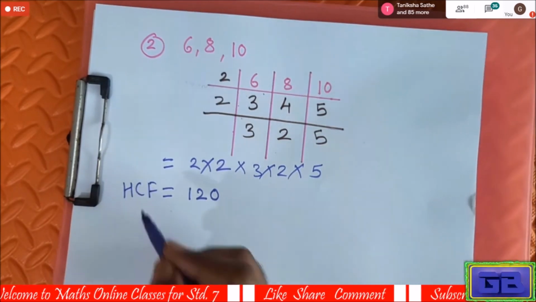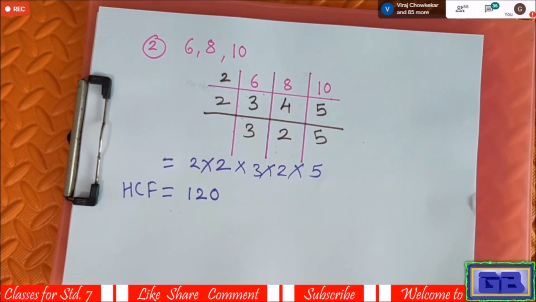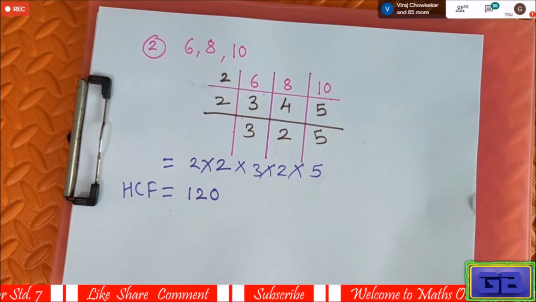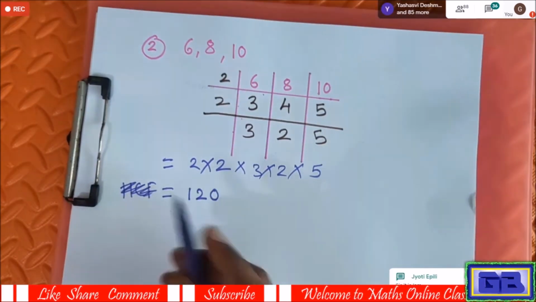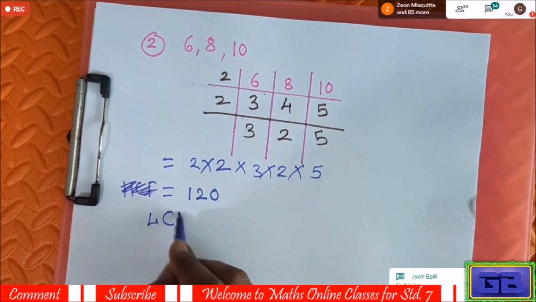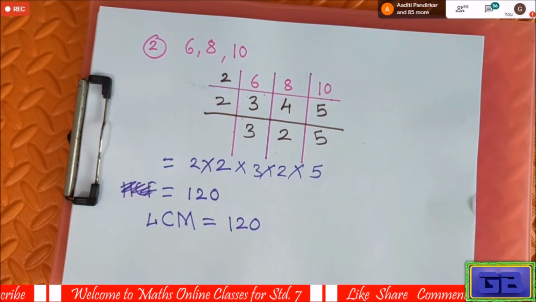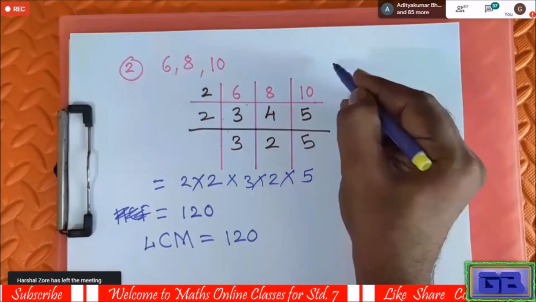LCM equals 120. Sir, it will be LCM, not HCF. Sorry, LCM. Yes, sorry. Sir, is it necessary to circle those numbers in the last one? No, it's not necessary. No compulsion.